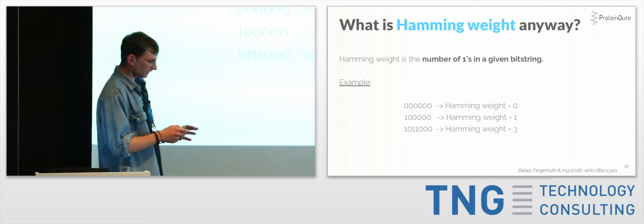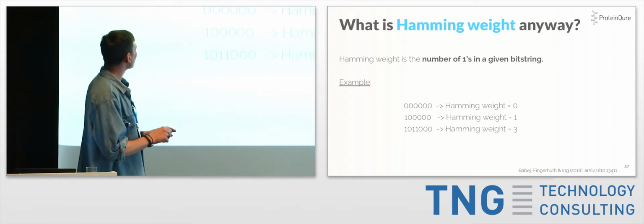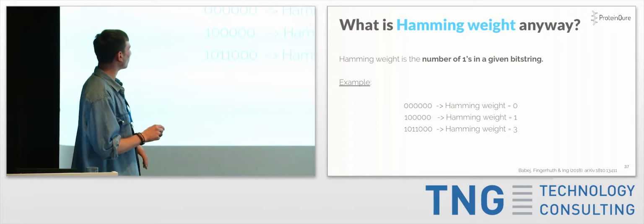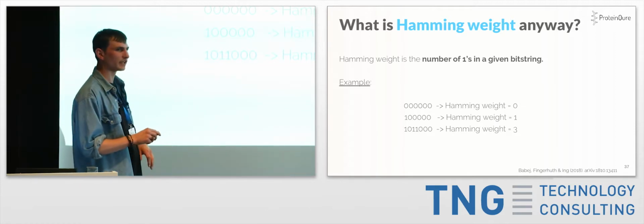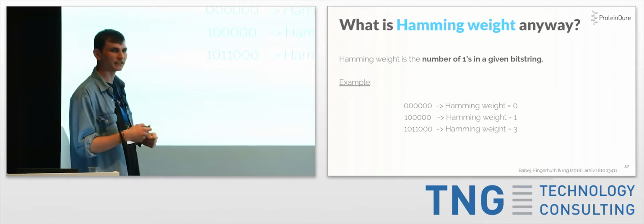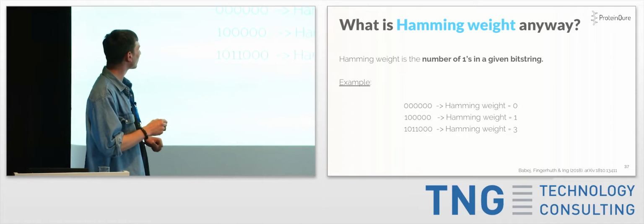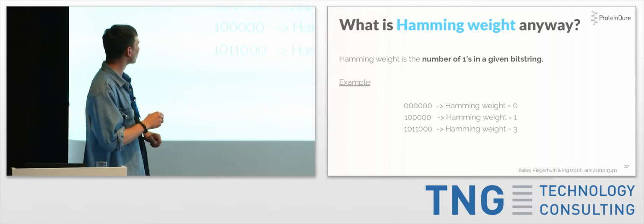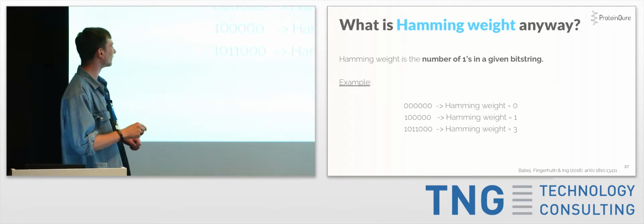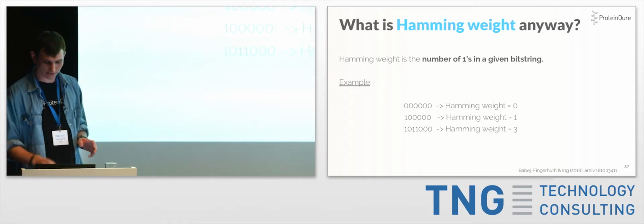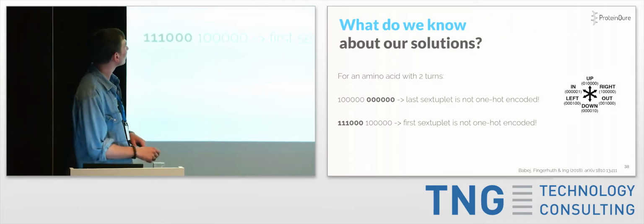So it's going to get a little bit involved right now, but I'm trying to make a point about why we did this one-hot encoding. There's a notion of Hamming weight, which is essentially the number of ones in your bit string. So this bit string has a Hamming weight of 0. This bit string has a single 1, so it has a Hamming weight of 1, and this bit string has a Hamming weight of 3. OK, so why am I telling this?